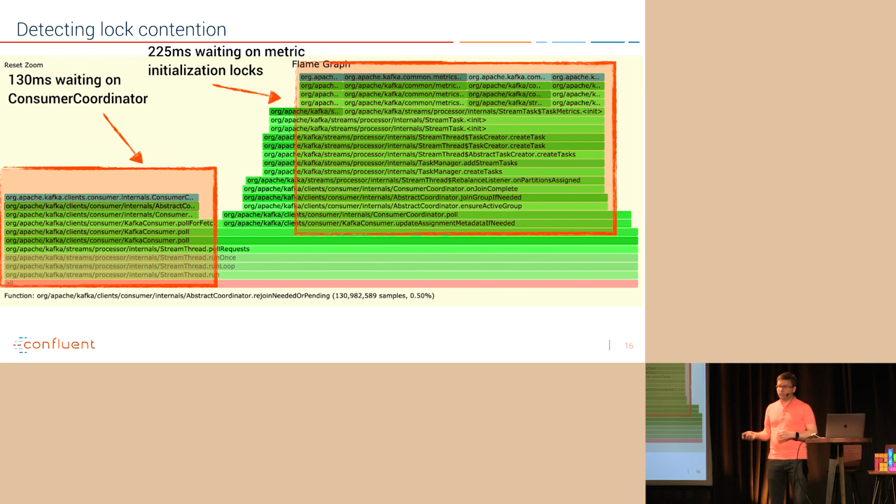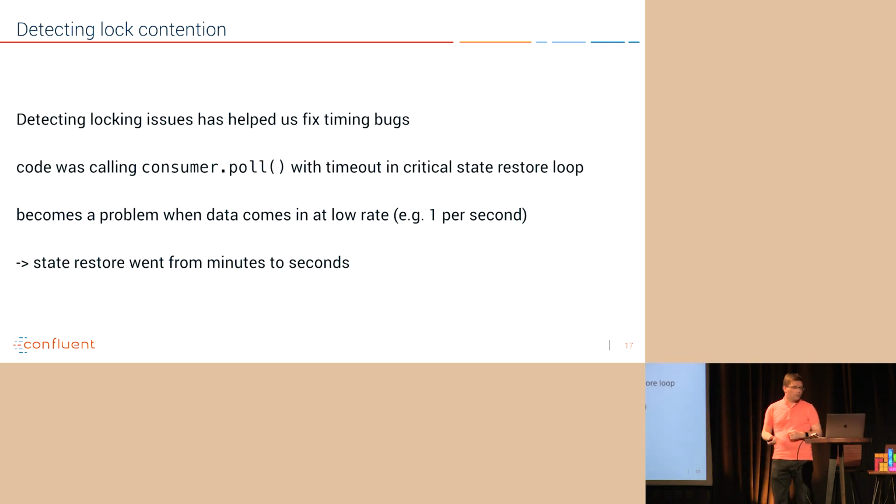So these are some very simple examples, but in practice, we've been able to use this to fix some timing bugs. We had some consumer.poll methods that would be called with a timeout, which is fine as long as data is coming in. You will never wait for the timeout to expire. But if it's in a critical loop and you have no data coming in on one of the topics, then you basically end up waiting for whatever timeout you have on that partition before seeing anything. So we were able to fix some non-obvious bugs in Streams that were causing state restore to take a long time if there was no data flowing through some of the topics. And this way we're able to get our state restore from minutes to seconds.